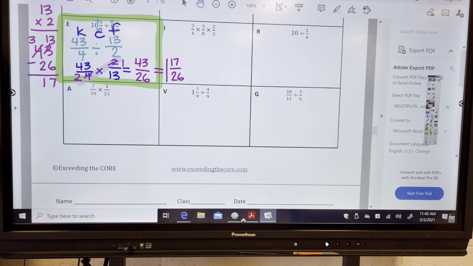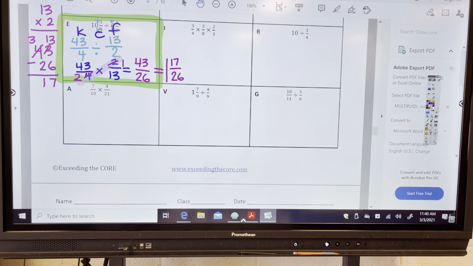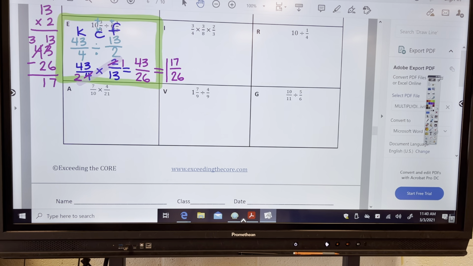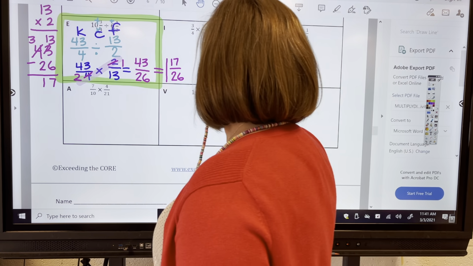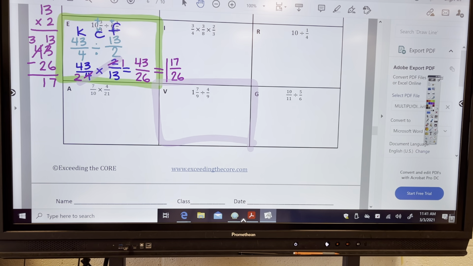All right, I want you to do V. Wait, I don't see 17. It's down the middle, to the left. Oh, I see it. V is right here at the bottom in the middle.